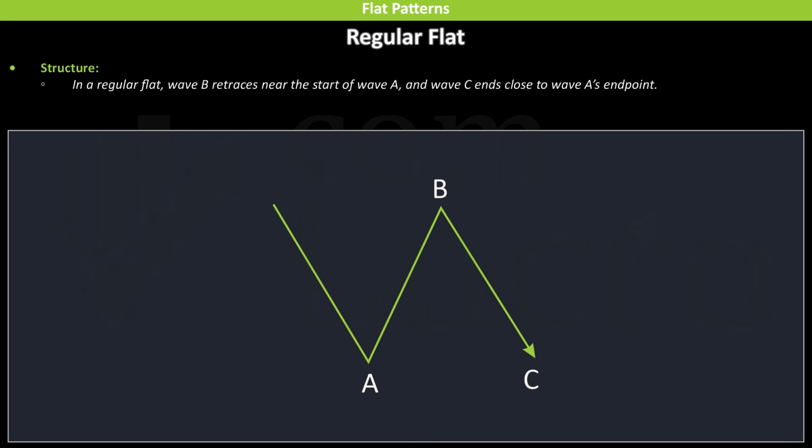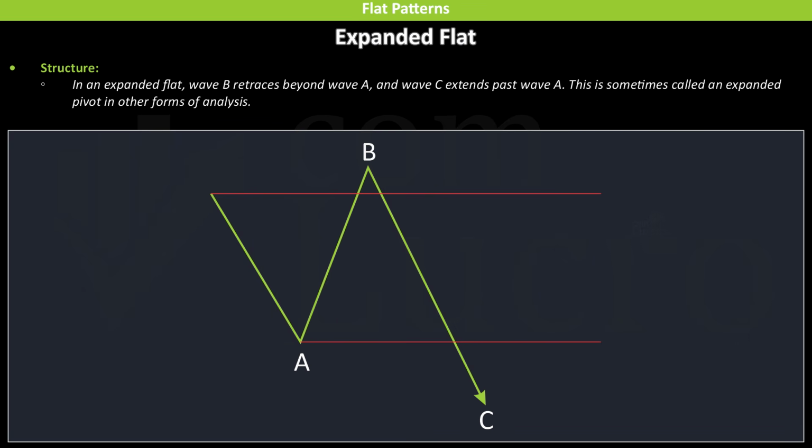In a regular flat, wave B ends near the start of wave A, and wave C finishes at or just beyond wave A's endpoint. In an expanded flat, wave B retraces beyond wave A, and wave C extends past it, what other schools of analysis call an expanded pivot.